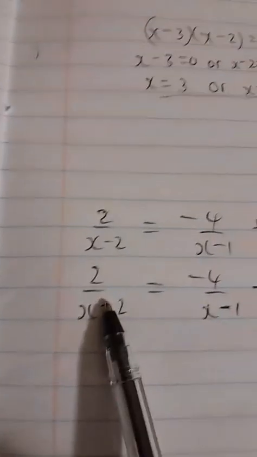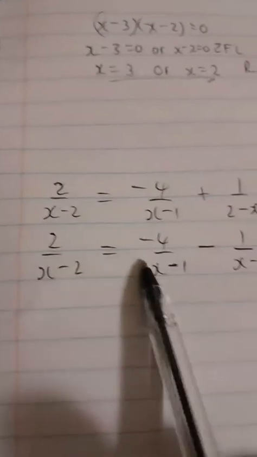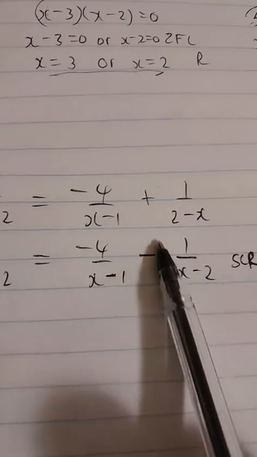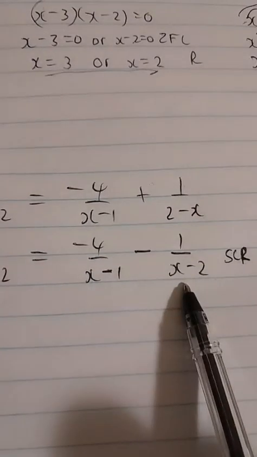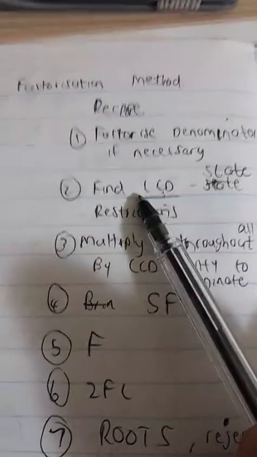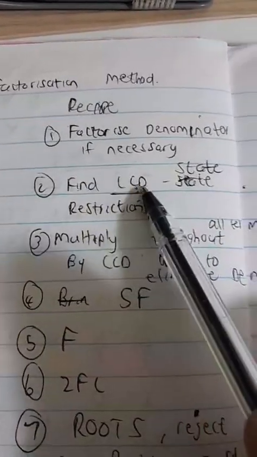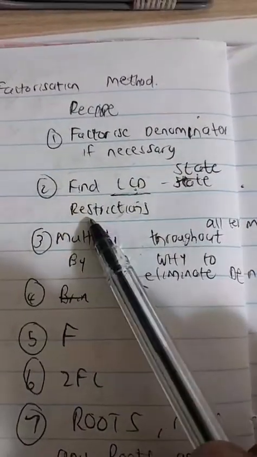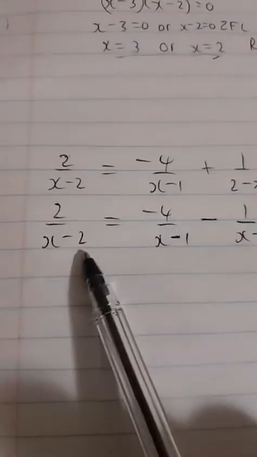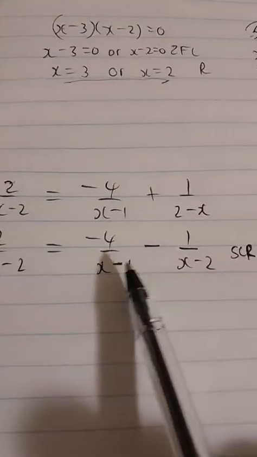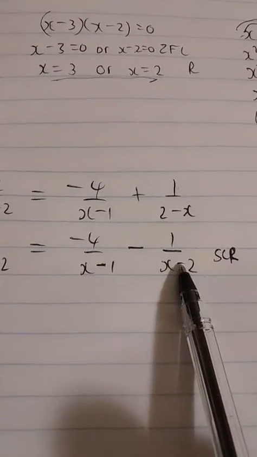All right, let's go, guys. So 2 over x minus 2 is equal to minus 4 over x minus 1 minus 1 over x minus 2. Factorization, done. Next step, find the LCD and state the restrictions. Let's go. x minus 2, x minus 1, and x minus 2.